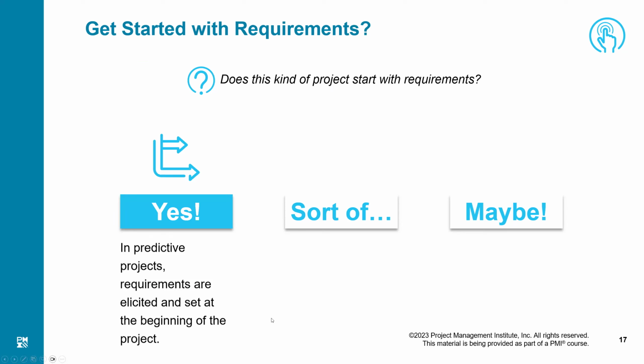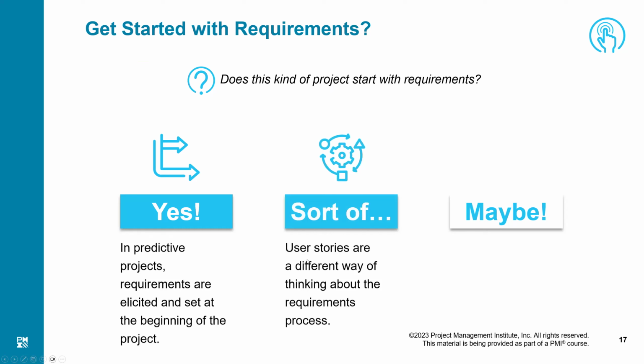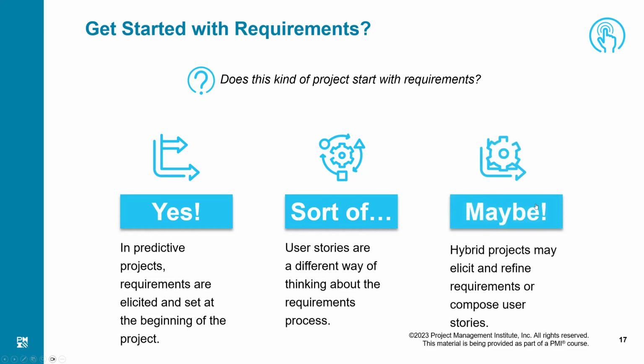Requirements are elicited and set at the beginning of the project. If your answer is sort of, maybe some of it, that means user stories are a different way of thinking about the requirement process, like we are talking about Agile. And maybe it is a hybrid environment where we elicit and refine requirements or compose user stories. So lower down, we are doing the user stories, and higher up, we are doing a kind of predictive approach.